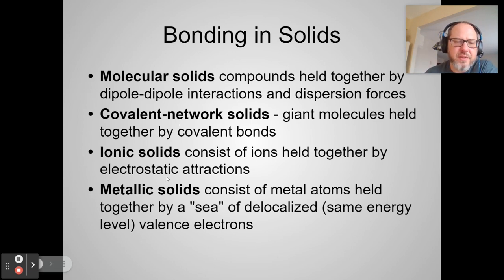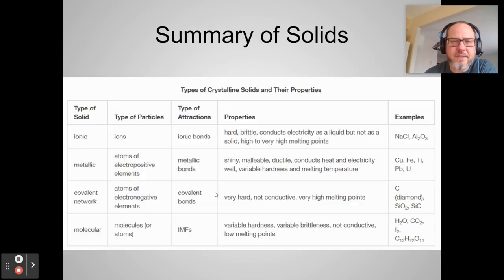Ionic solids, we're familiar with these, right? They consist of cations and anions. They're held together by the opposite charges that cations and anions have, right? And so they're very stable in that way. And then you have metallic solids. And we're going to talk about the metallic solid sea of electrons model. Okay, and I'll tell you what that means.